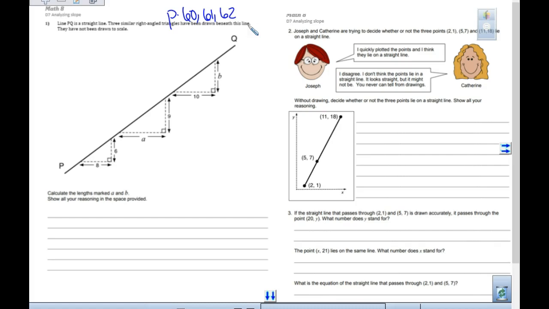So this first one, they say, look at line PQ. They tell us it's a straight line. It says we have 3 similar right-angled triangles that have been drawn beneath. They are not drawn to scale. Calculate the length of A and B.